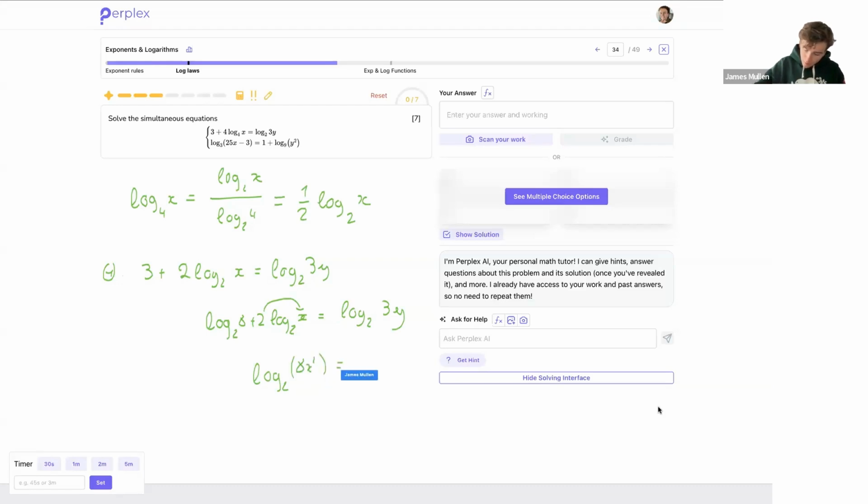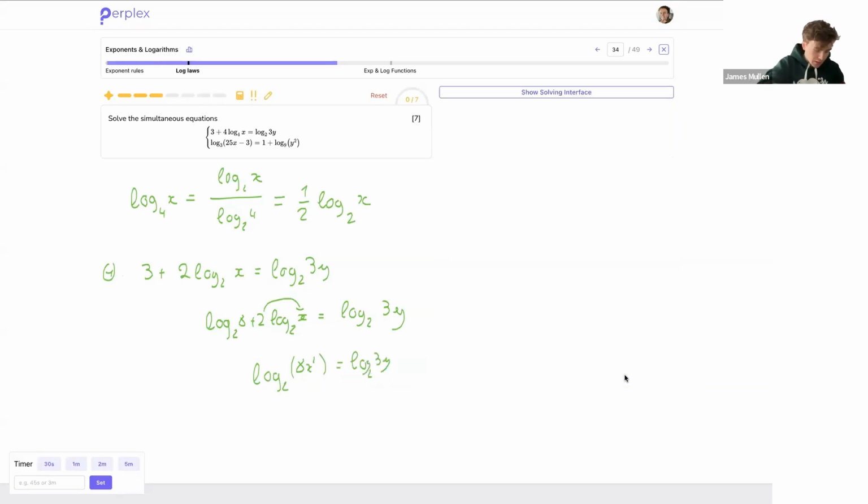And that's supposed to be equal to log base 2 of 3y. And that's going to be my first equation. Or maybe the next step will be easier. I just write 8x squared is equal to 3y.